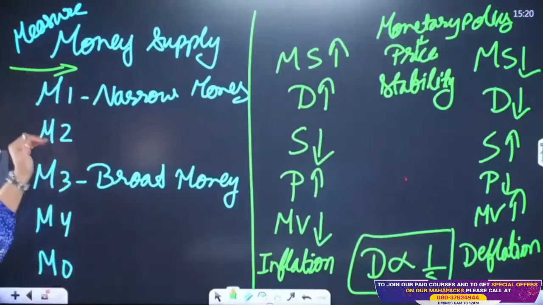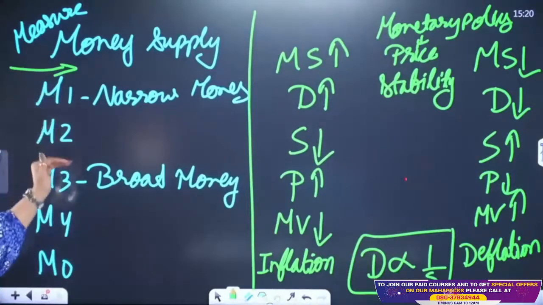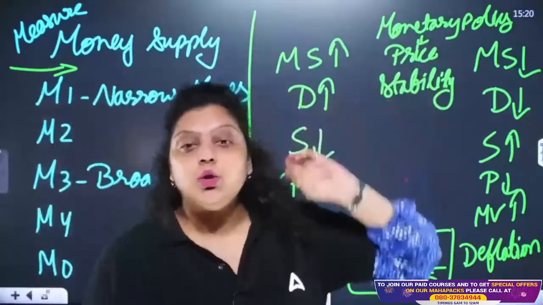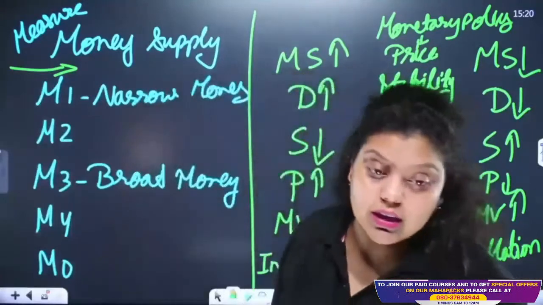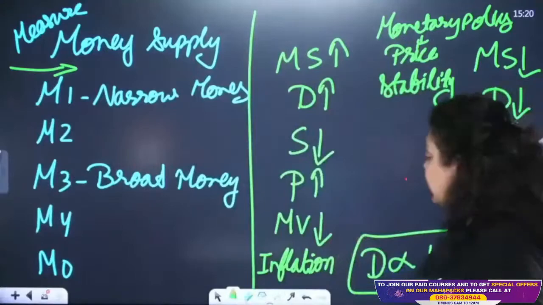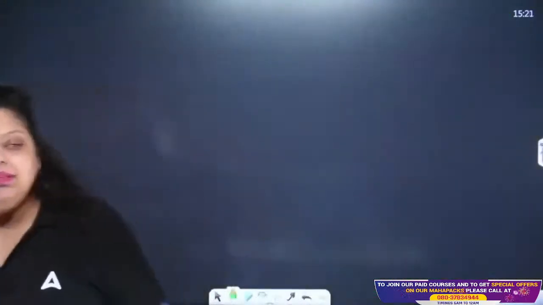So with the help of M0, M1, M2, M3, M4, RBI will know what amount of money is available in the economy. Accordingly, RBI will make the monetary policy to maintain price stability in the country. So they all are related to each other. Now, what is inflation? We have discussed the measures of money, and the reason why RBI has to maintain this. Now let's talk a little bit about inflation.